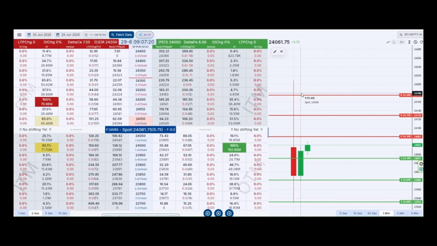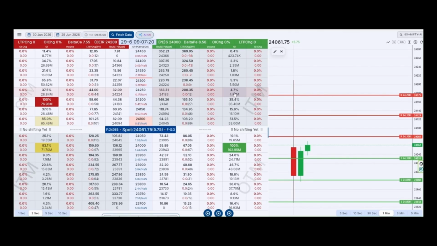Good morning, friends. Now let's discuss top reversal with a live example. This is the data from 6th June 2026. Initially, before the market opens, the OI change and volume values remain zero. However, the OI column already shows some values.